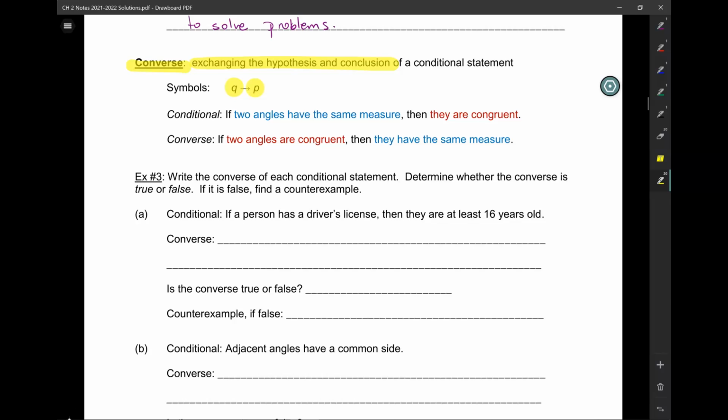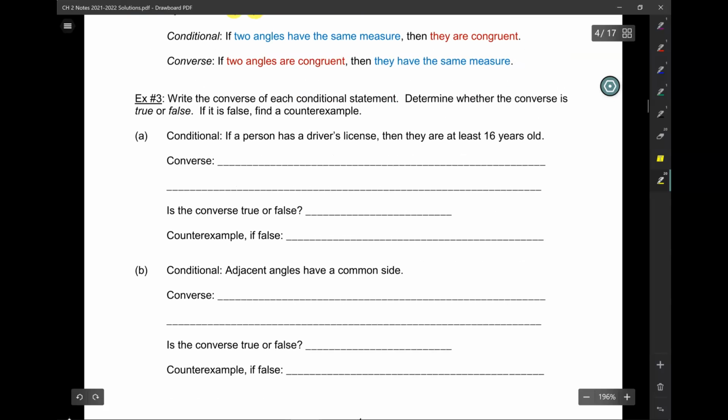If two angles have the same measure, then they are congruent. Now we're going to switch it. Notice you have to make some grammar decisions. So keep the subject here. If two angles are congruent, then they have the same measure, right? It doesn't make sense to say if they are congruent, then two angles have the same measure. You want to introduce the subject there.